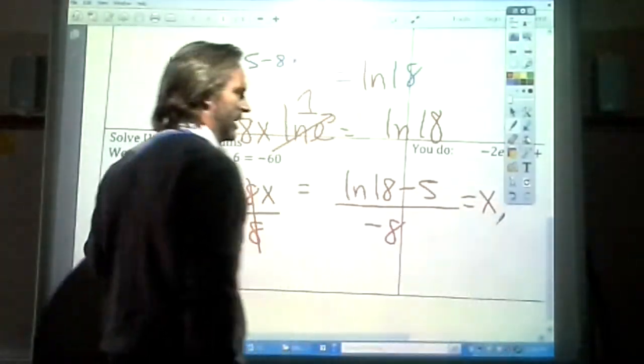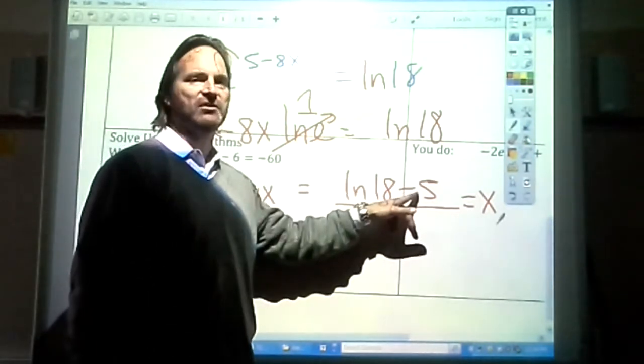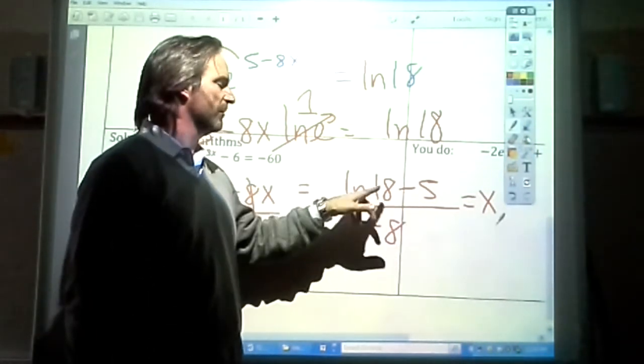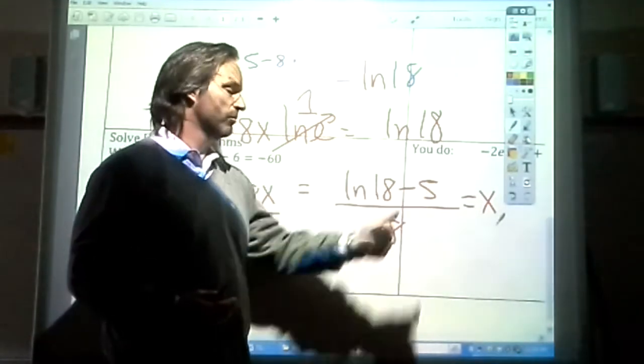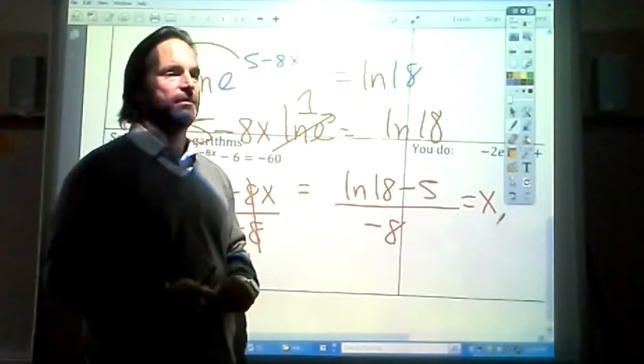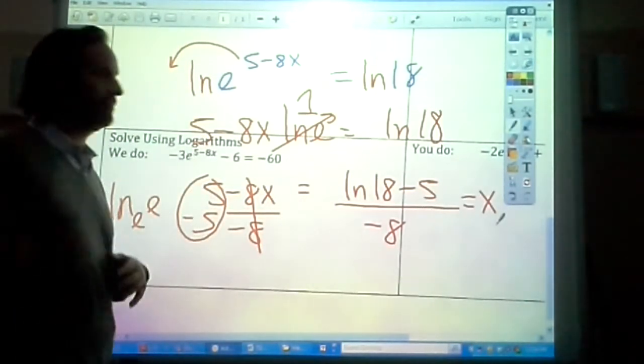And we need to solve for that. I forgot, but if you plug that in your calculator, remember, that's not the natural log of 13, it's the natural log of 18, minus 5, divided by negative 8. Okay? I think it's 0.26, going off memory. All right?